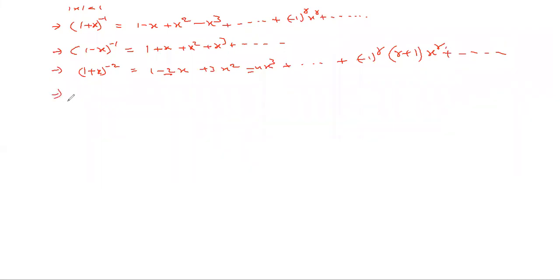Similarly, let us see the expansion for (1 minus x) whole power negative 2. It will be in place of x, you have to substitute negative x in the above expansion. 1 plus 2x plus 3x square plus 4x cube plus and so on plus r plus 1 into x power r. That's it.